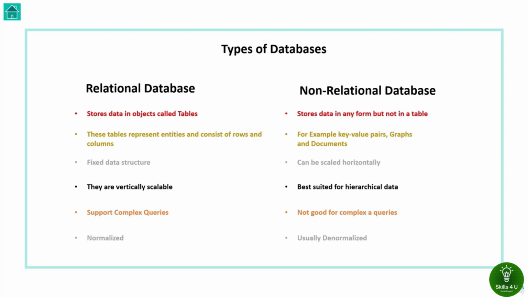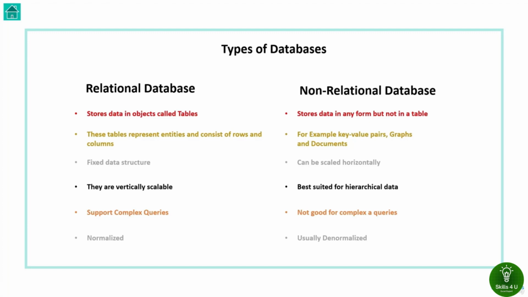Let's go over the main characteristics of relational databases. They: 1. Store data in something we will call tables. 2. These tables consist of rows and columns and will display entities. 3. SQL has a fixed data structure. 4. Relational databases are vertically scalable. 5. They can support complex queries. 6. And finally, they are normalized.